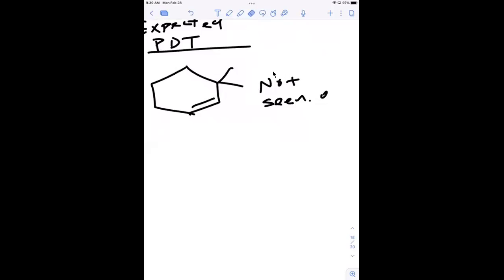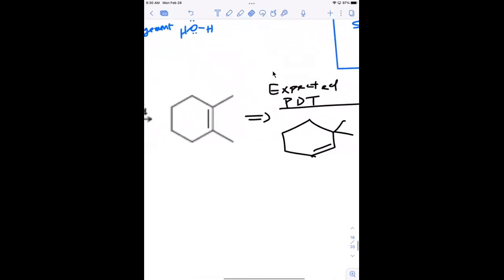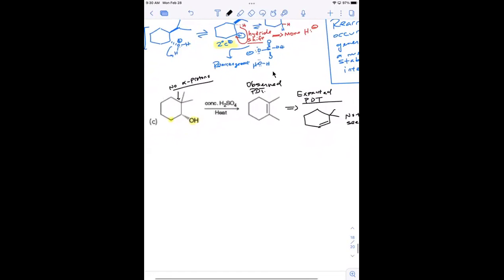What I see is what I have over here. This is the observed product. Look at the starting material. Tell me what you think happened. We know it's an elimination because of the pi bond. We know it's E1 because of the acid. What do you think happened to get to that product? Look at the difference in the two structures and tell me what you think happened.